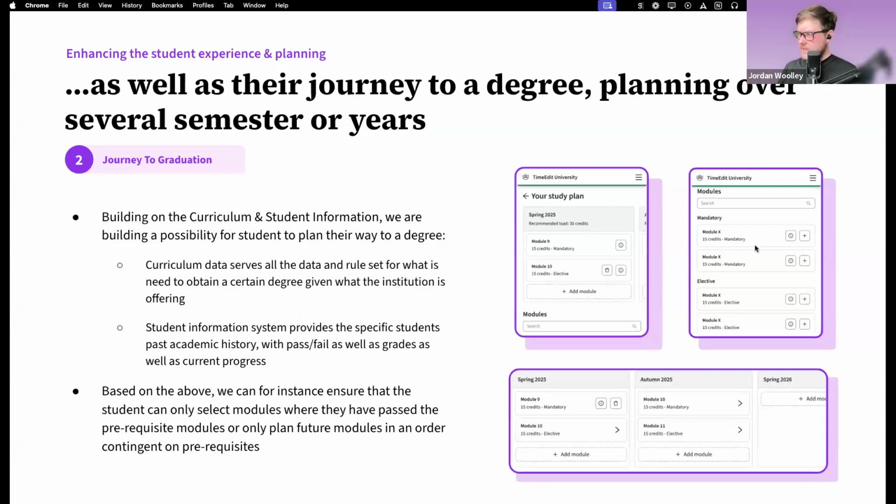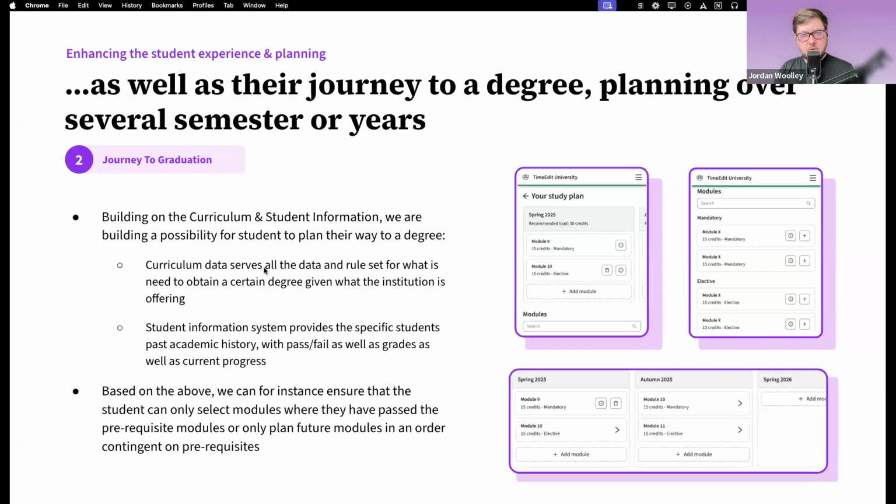The same interface that you see here would be used for next cycle planning, but bringing in student information and curriculum information. So as we've talked about, again, going around to specific student characteristics and student data, we can then build the ability for students to plan their way all the way to the degree, right? So as it says here, the curriculum data is what sets the scene, that serves as the rule set for what I need to achieve a certain degree.